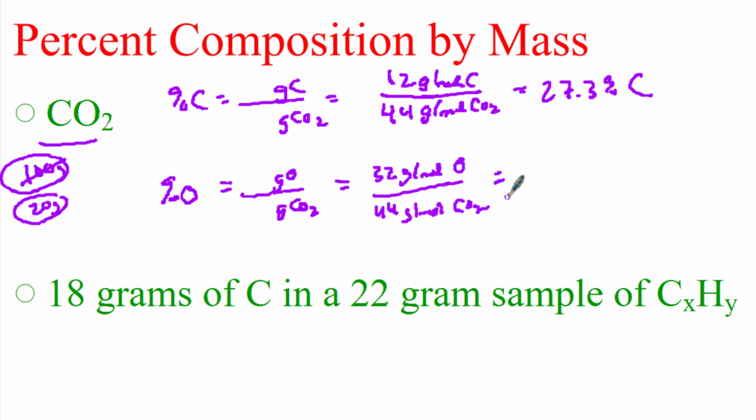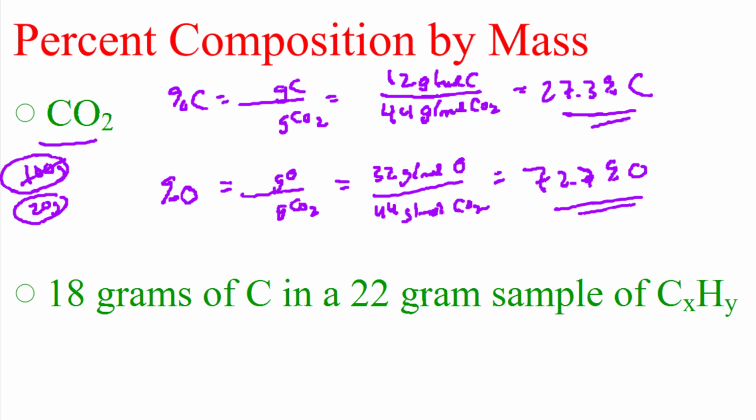If you do that on your calculator, 32 divided by 44, and multiply by 100%, you end up getting 72.7% of the mass is oxygen. Yes, those percentages add up to 100% because that gives you one total amount of carbon dioxide. Now, you can see we can find percentage composition by mass using the molar masses.